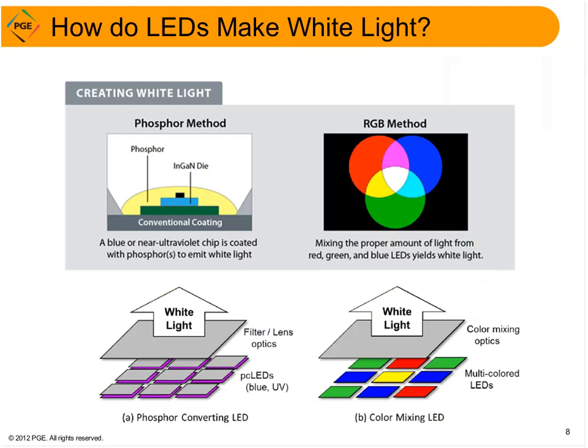So how do LEDs make white light? Well, there are two main ways, and the most common and the least expensive is the one on the left. This is where you take a blue or a violet LED and you coat it with phosphors that are similar to the ones used for fluorescent lighting. The other method combines red, green, and blue LEDs. By varying the intensity of each LED, you can not only create various shades of white, but also any other color. This method is used primarily in theatrical lighting.